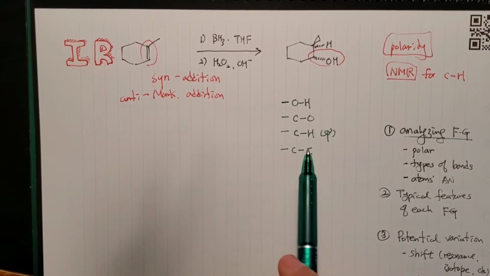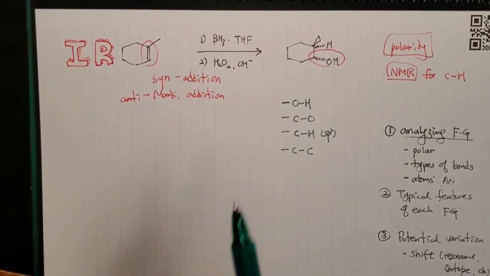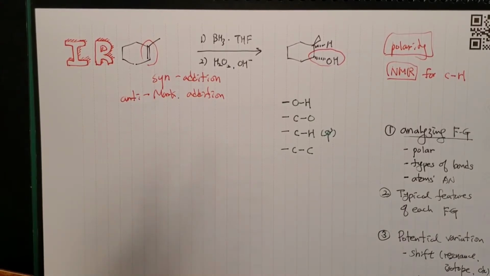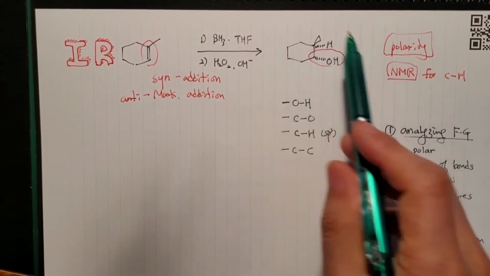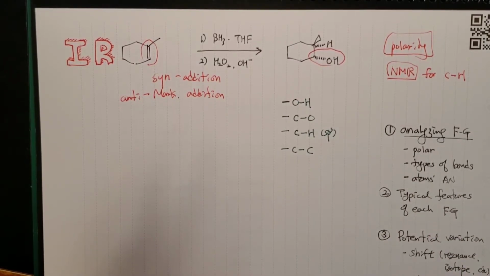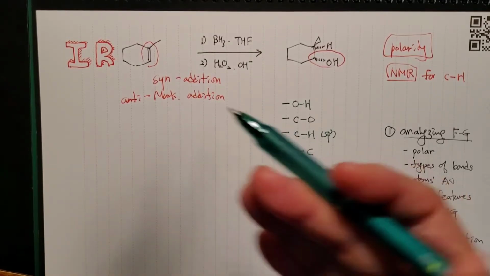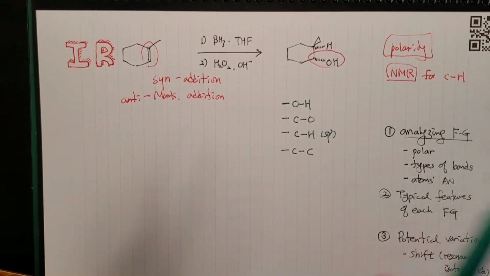Then soon we'll be learning the typical feature of each signal, so you can either construct the IR in your mind, predicting how the IR spectrum coming out of the machine should look, or when you get a certain spectrum and interpret it, you need to use the typical features with some expectation of potential variation.